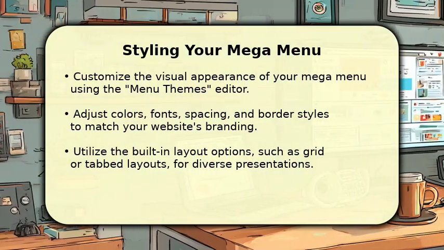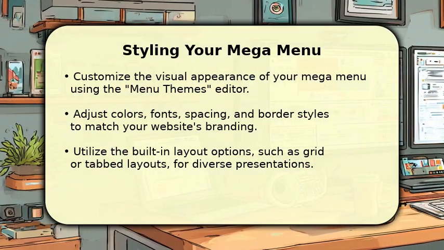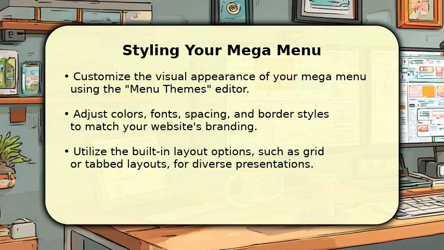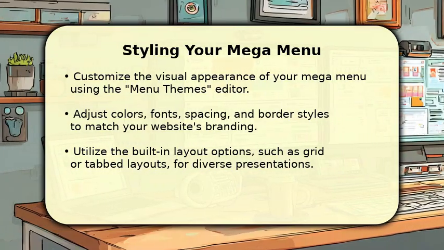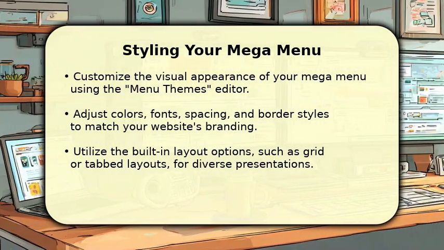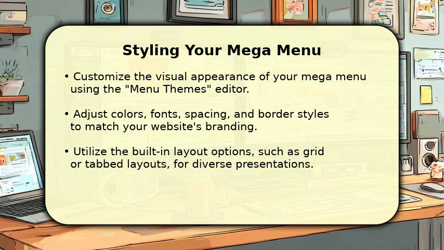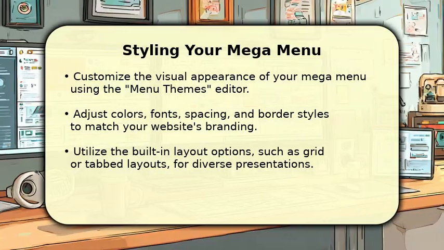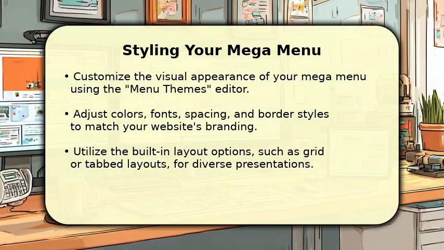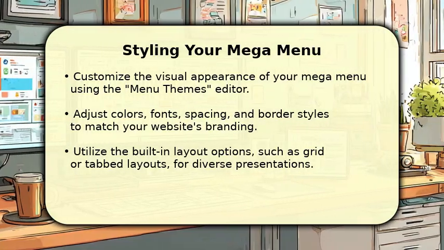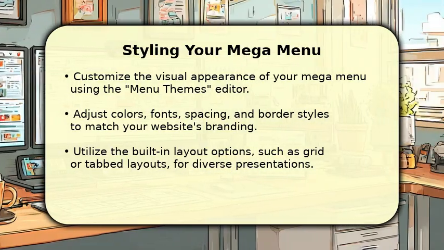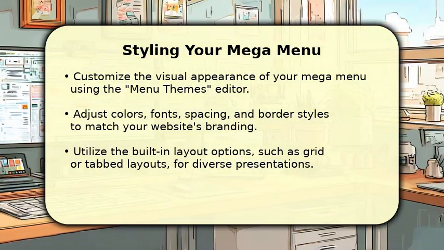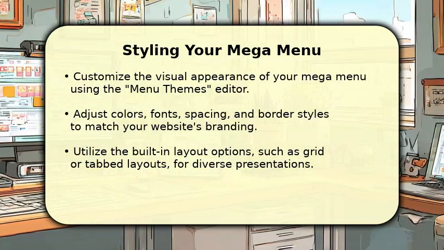Customizing the look and feel is next. Navigate to Mega Menu, then Menu Themes. Here, you have extensive control over colors, fonts, and spacing, allowing you to perfectly match your website's aesthetic. You can choose from several layout options, like a 2-column grid or a 3-column layout, ensuring your menu is both functional and visually appealing. Experiment with these settings to create a unique user experience.